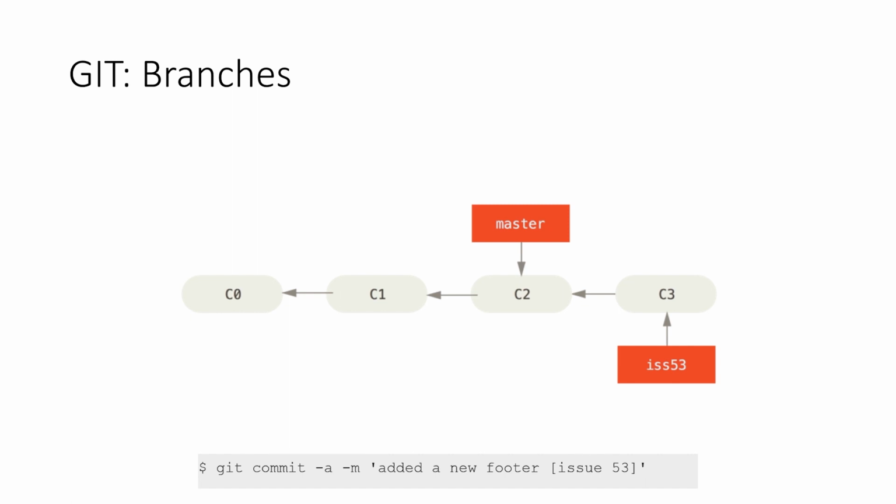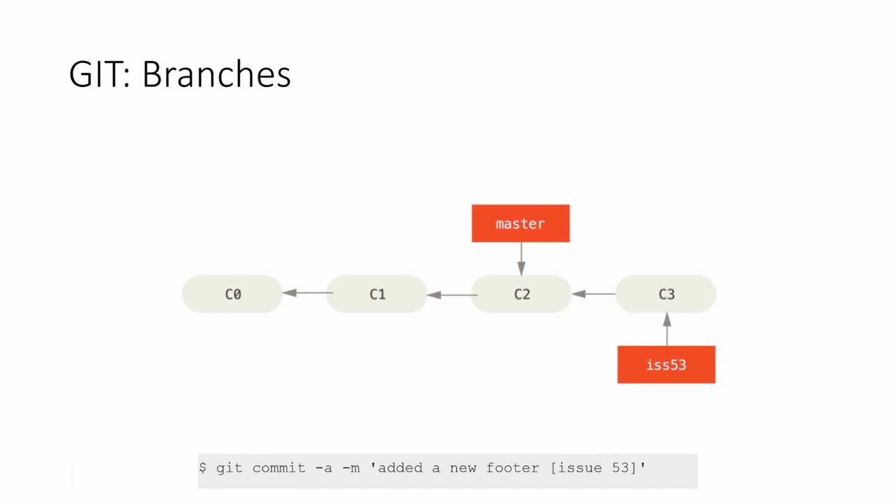Now you get the call that there is an issue with the website and you need to fix it immediately. With Git, you don't have to deploy your fix along with the iss53 changes you've made, and you don't have to put a lot of effort into reverting those changes before you can work on applying your fix to what is in production. All you have to do is switch back to your master branch.